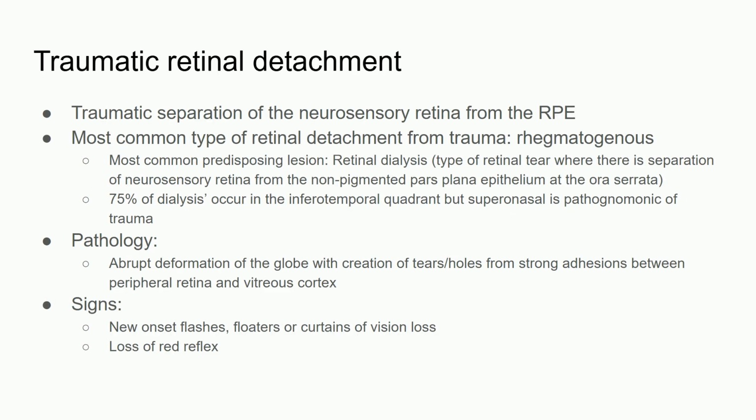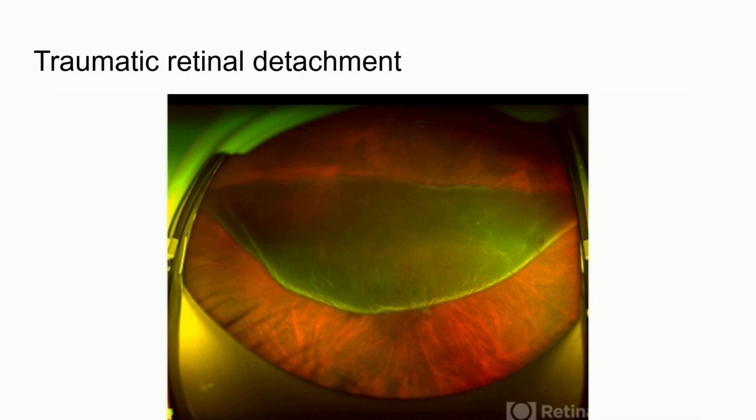Traumatic retinal detachment: this is separation of neurosensory retina from the RPE. The most common cause is rhegmatogenous, and the most common predisposing lesion is retinal dialysis, which is a retinal tear or separation of neurosensory retina from the non-pigmented pars plana epithelium at the ora. Classic signs of retinal detachment: new onset flashes, floaters, curtains of vision loss, loss of red reflex. Here's an example. This is an example of retinal dialysis.